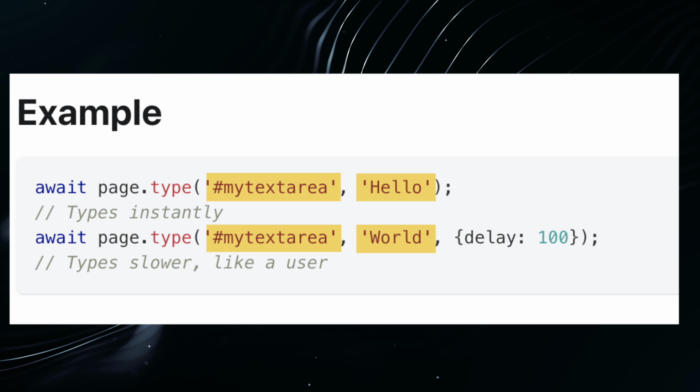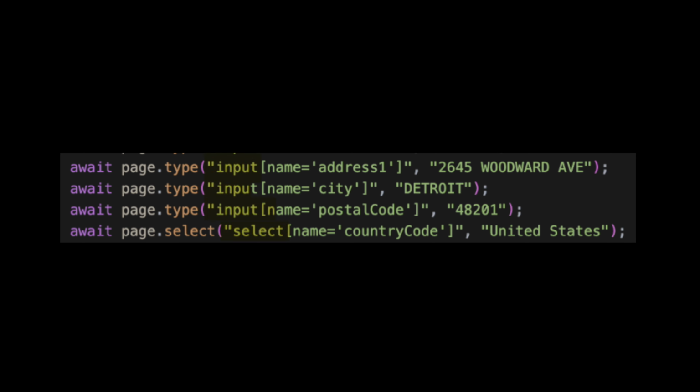In the second argument, you pass in exactly what you want to type. So for this box right here, it will look like this. The selector is the first part, and my address is the second. Now, this is not my real address, so please do not pull up here. Otherwise, you'll meet all of my college girlfriends.